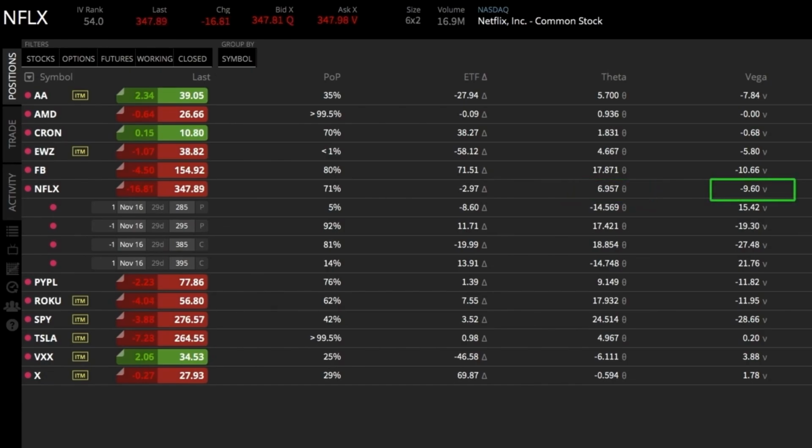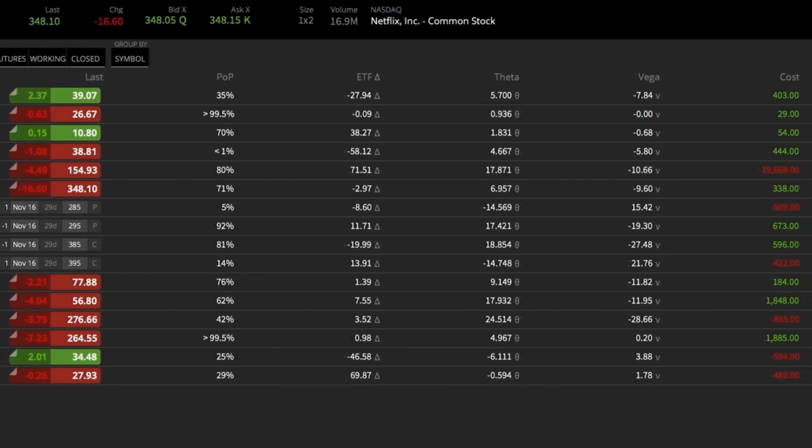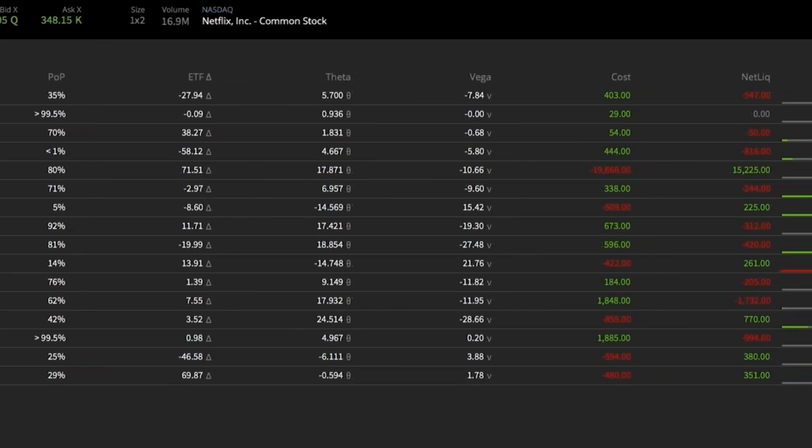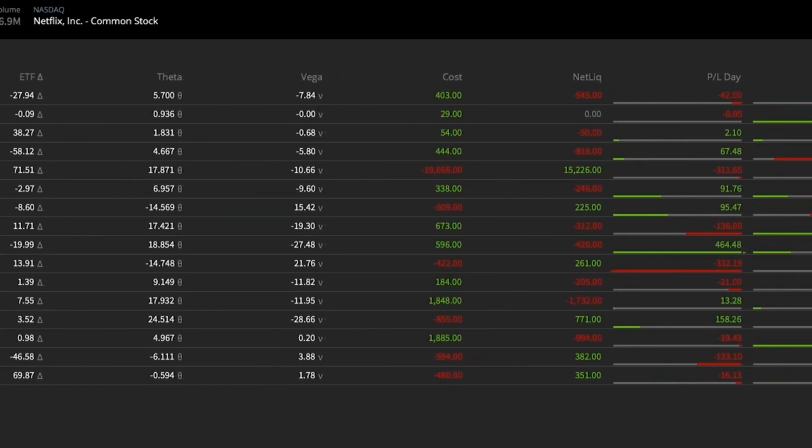My short Vega exposure is at -9, which translates to $9 in premium that would come out of this spread for every 1% contraction in IV. Remember, when selling premium, we want the spread to lose value quickly after we sell it.